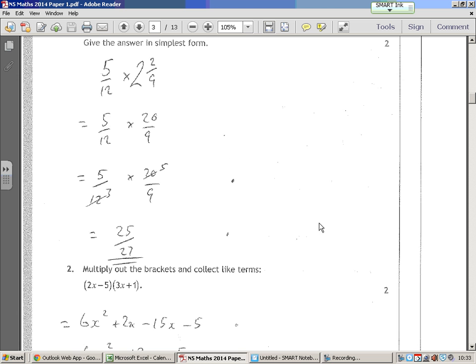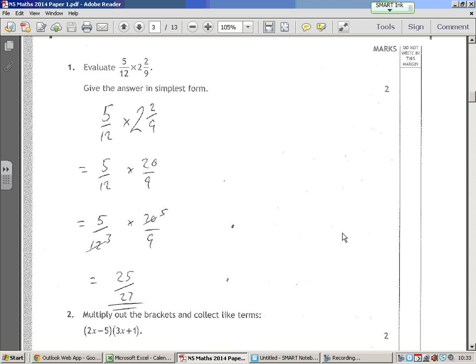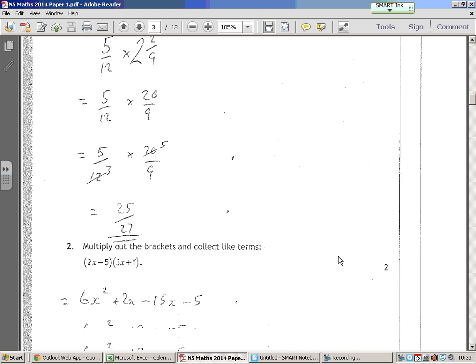I do not have the mark scheme at the moment. I'm doing this just a couple of days after the actual exam. I'm assuming that the marks will be given here and here. So knowing to multiply and getting the final answer.